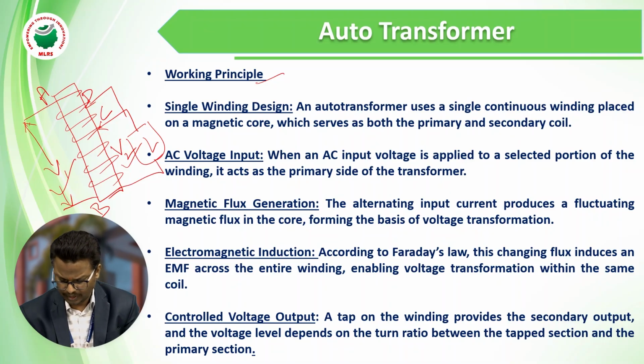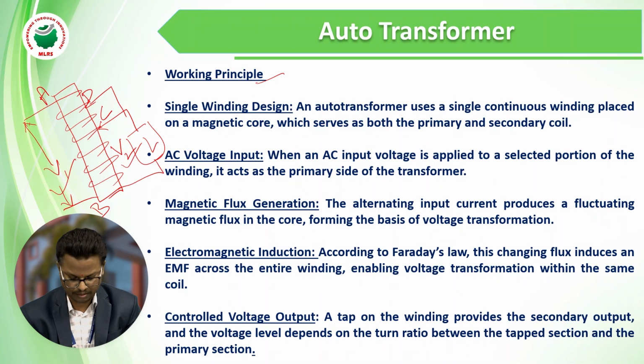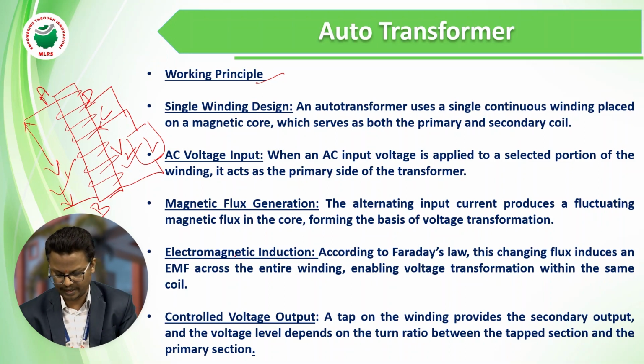So here, if you observe, we have only one winding and one core, but in a two winding system, we have one core and two windings. So there we have a mutual inductance, but here we have a self inductance. Okay, so that is about the electromagnetic induction.